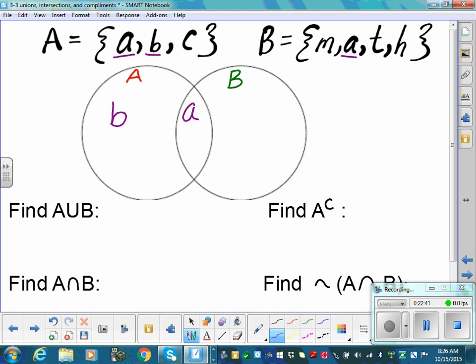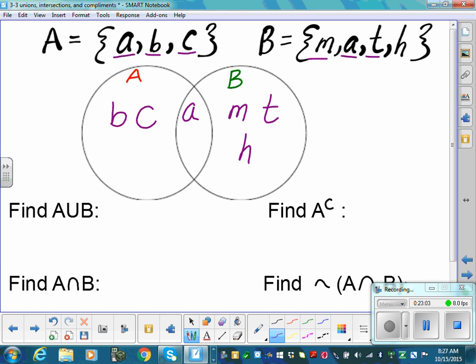Then I'm going to put a C. Is there a C in this one? No, so it only is in set A. Now we've taken care of A, move on to B. Left over was an N. We know it's not in A, so it only goes in B. Then there's a T, also not in A, only in B. And then there's an H.